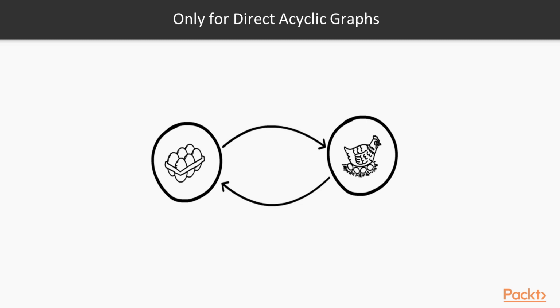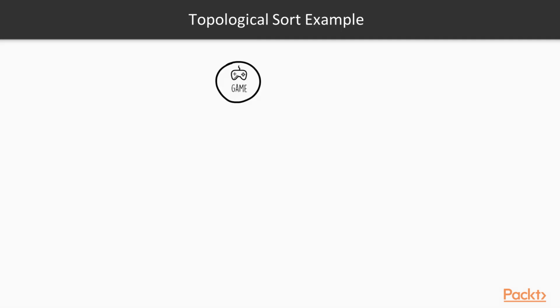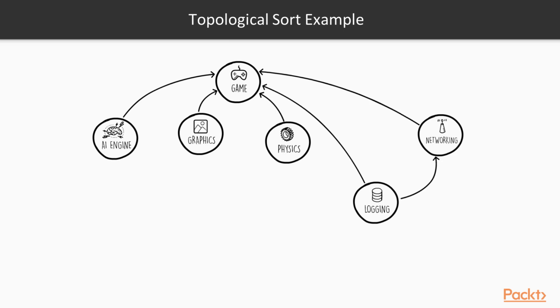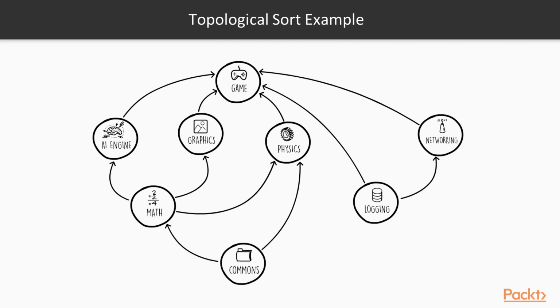Let's now have a look at an example graph for which we can compute the topological sort. Imagine you were to write a computer game. To keep your program clean and tidy, you divide your code into various modules and libraries. At the base, you have the main game logic. This game depends on various other modules such as your graphics module, your physics library, and an AI engine. The game also allows you to play with other remote players, so you also have a networking module. You also have a logging API that is used both by the top-level game and the networking module. A number of your modules also depend on a math library. And finally, you have a commons component which is used by both the math and your physics library. This is your build dependency graph.